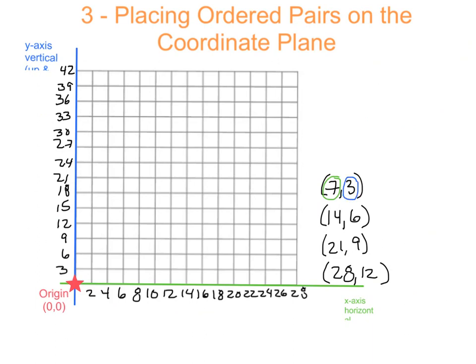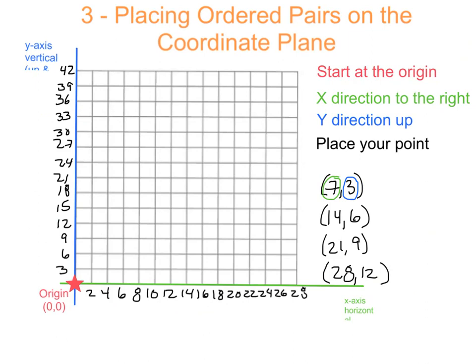Now, to be able to graph these on a coordinate plane, there are 4 simple steps. First step is we start at the origin. So we want to find our origin (0, 0), and we're going to start here as our starting place. The second thing we're going to do is move in the x direction as many times as it tells us in our ratio or our ordered pair. So we start at (0, 0), and we're going to move all the way to 7: 2, 4, 6, 7. Then we're going to go up in the y direction as many times as it tells us in our ordered pair. So we're going to go up 3.